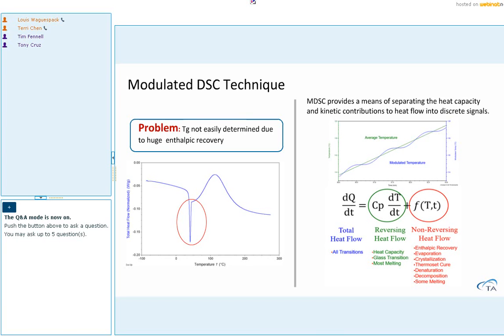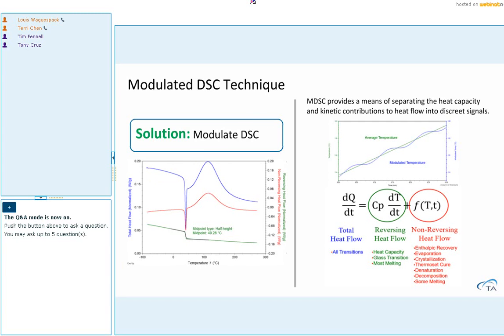Here, specifically talking about using this technique to measure thermosetting materials, we can see that by using the modulated DSC technique, we can successfully separate this enthalpic recovery signal into the non-reversing heat flow curve. And then the glass transition can be accurately measured from the reversing heat flow signal.